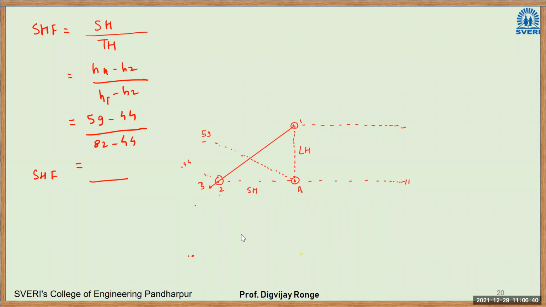Yes, 0.39, or I will take 0.4. Okay, I will take 0.39, which is approximately 0.4. So this will be the sensible heat factor. It means that out of the total, 4 parts correspond to sensible heat and the remaining 6 parts correspond to latent heat. If I take the total heat scale on that, this means 4 parts correspond to sensible heat and 6 parts correspond to latent heat.